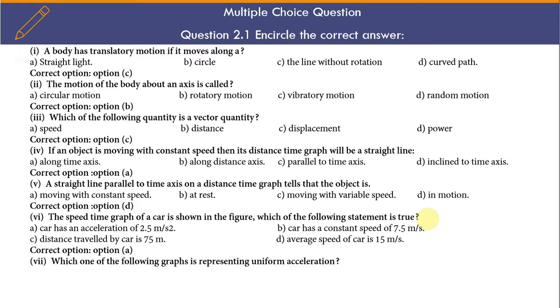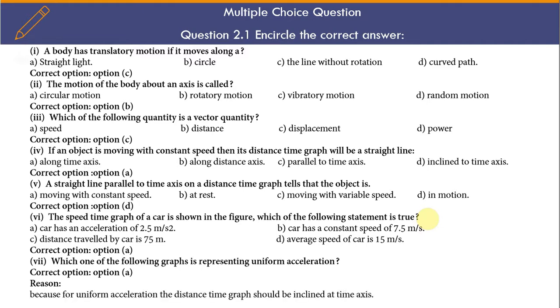Number 7. Which one of the following graphs is representing uniform acceleration? जो आपको ग्राफ दिया हुआ है बुक के अंदर A, B, C और D, इसमें से करेक्ट जो है वो ऑप्शन A है, which is representing uniform acceleration. Reason ये है because for uniform acceleration the distance time graph should be inclined at time axis. जब आपकी यूनिफॉर्म एक्सीलरेशन होगी तो डिस्टेंस टाइम ग्राफ इंक्लाइंड होगा एट द टाइम एक्सिस.